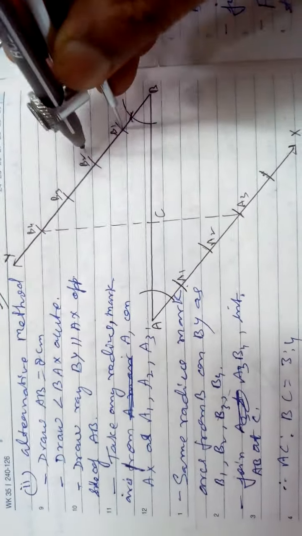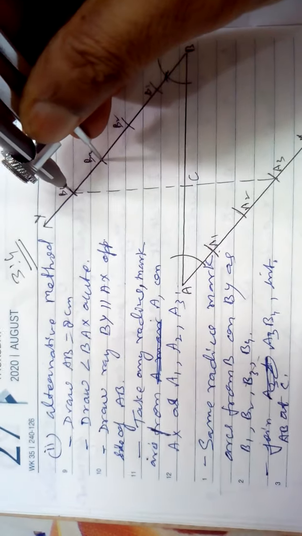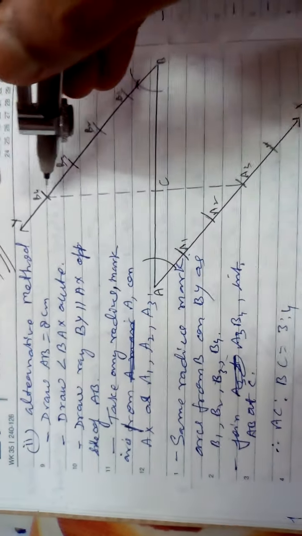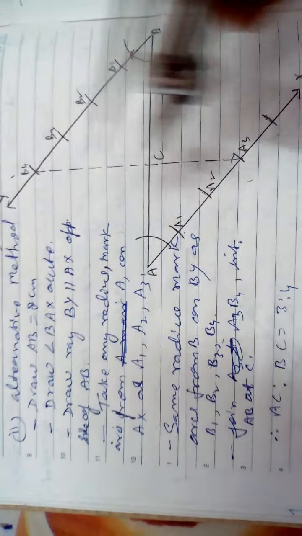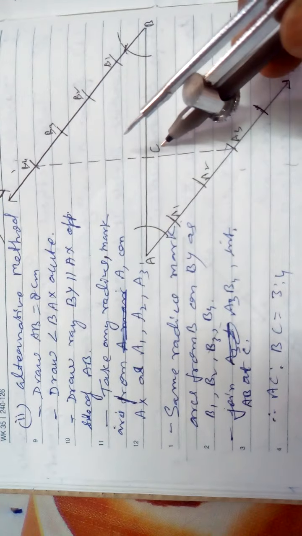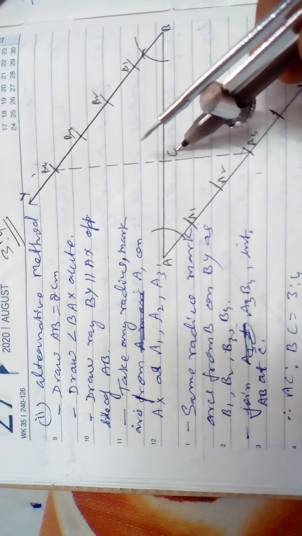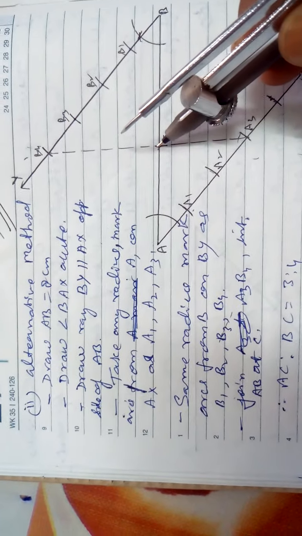B1, B2, B3 and B4, same radius. After this, join the last line, join A3B4, which intersects AB at C. And this point is your required point.